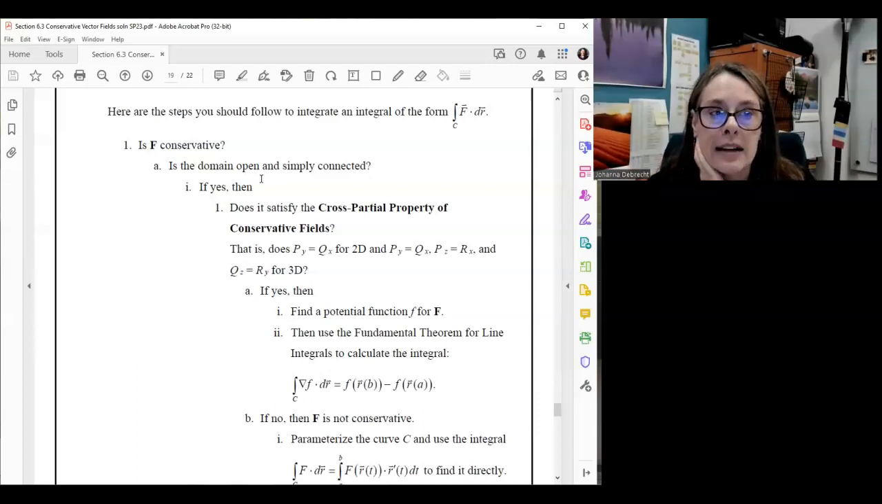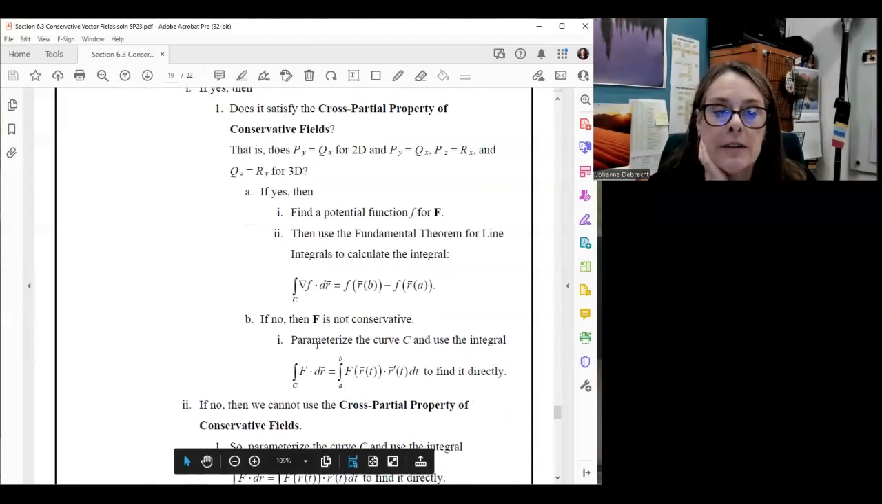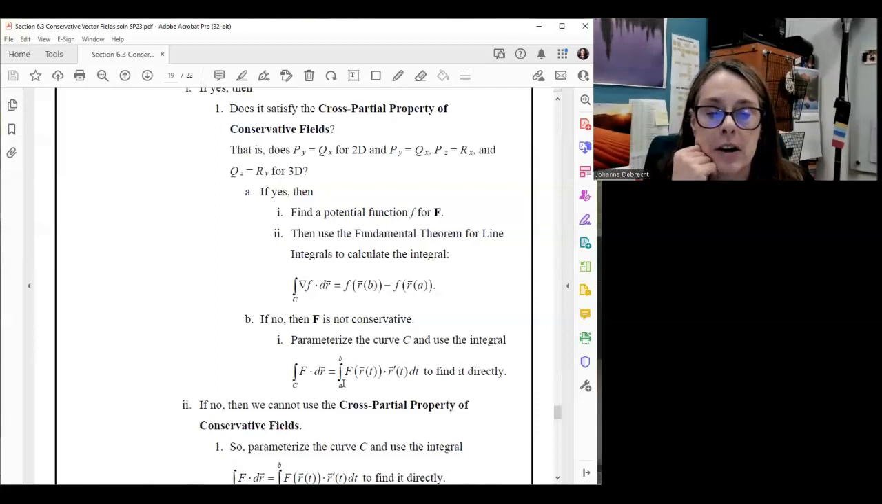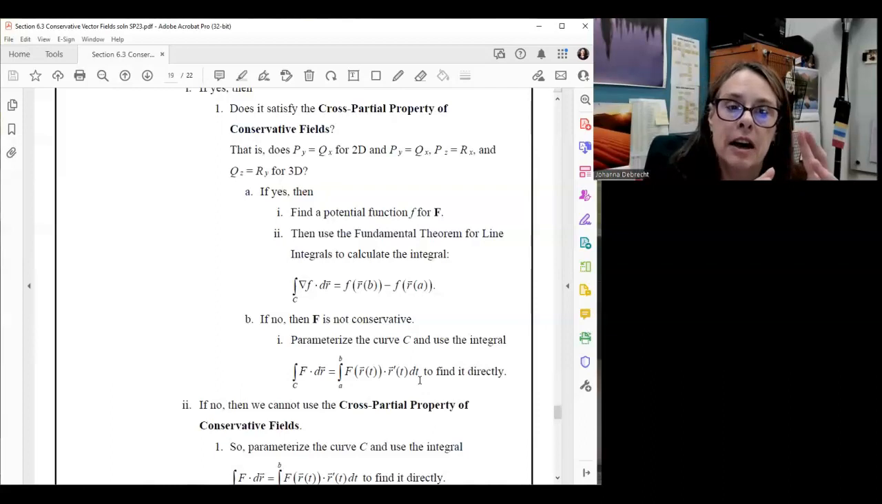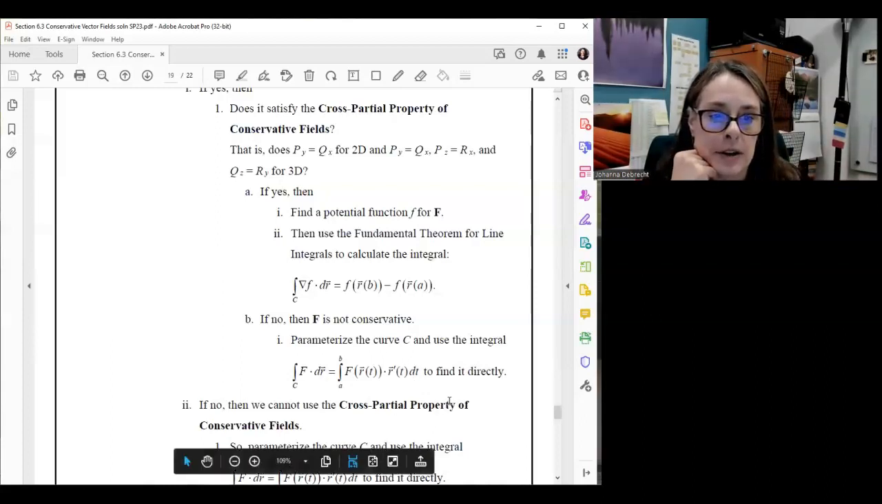Now, if we ask whether the cross-partial property is met, and the answer is no, then it's not conservative, right? If it's not conservative, then we have to use the definition of a vector line integral. So we're going to have to parameterize the curve and use the integral of F dot dr, which is F of r(t) dot r'(t) dt. In other words, it's the vector field dotted with the unit tangent vector with the arc length differential, which we have rewritten in the parameterized form that you see here.